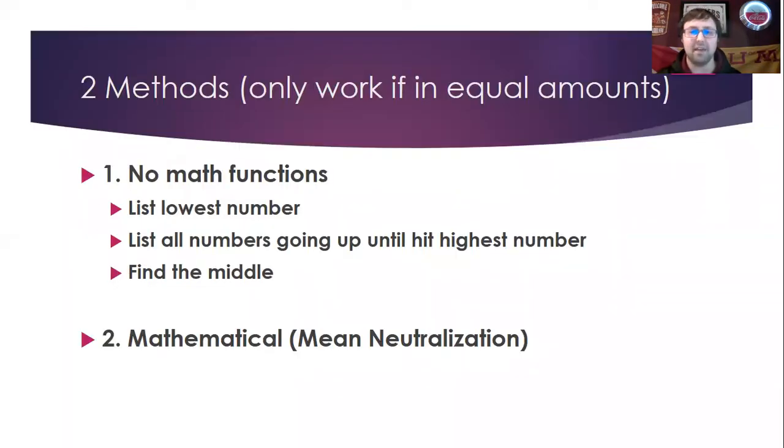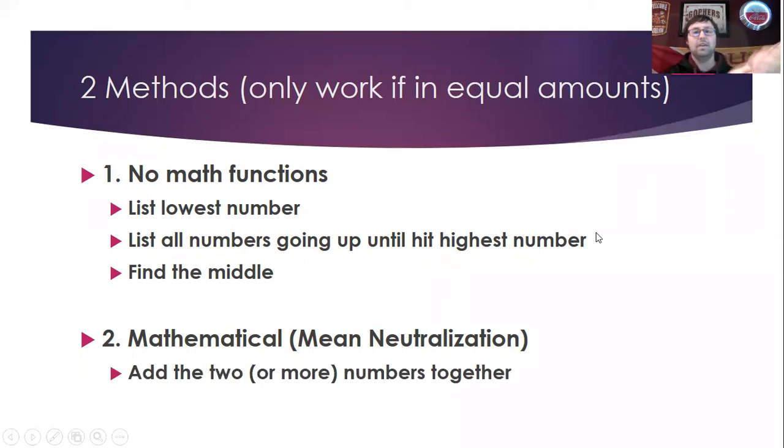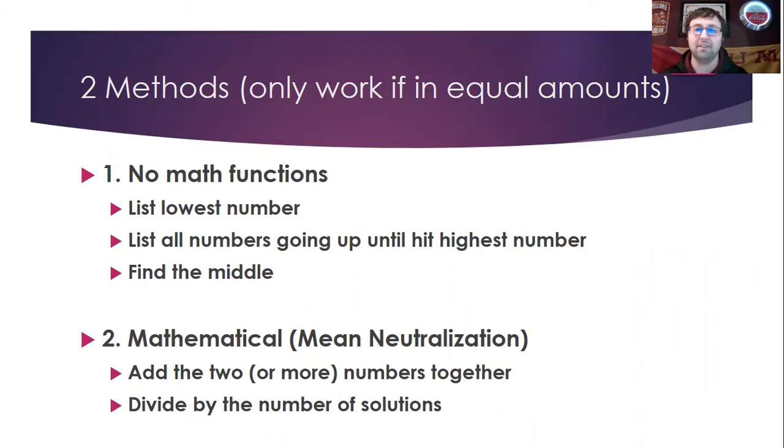Now, the other method is a mathematical one, and it's called mean neutralization. Not mean meaning angry, but the mathematical term for calculating an average, which is to calculate a mean. The method here is that you add the two numbers together. In the same example, you add 2 and 12 together, and then you divide by the number of solutions. This method also works if you have more than two solutions being poured together, as long as they're acids and bases.